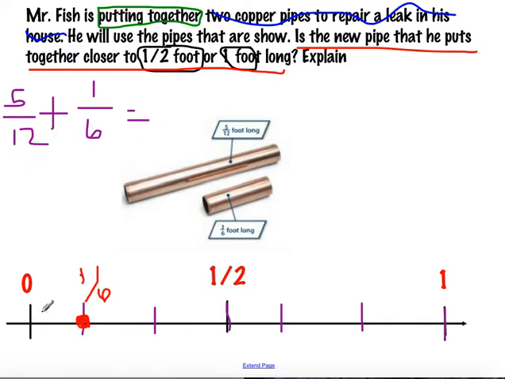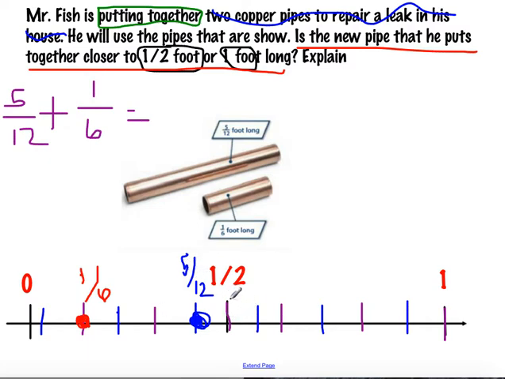But if I broke it up into 12 parts, I'll use a different color. Let's see if I can sneak these in here. 1, 2, 3, 4, 5, 6, 7, 8, 9, 10, 11, 12. I know that 5/12 is going to be right here because it's closer to 1/2. If this were 6/12, it would be 1/2 exactly, right? Because I know that it goes 1/12, 2/12, 3/12, 4/12, 5/12, 6/12 would be right here.